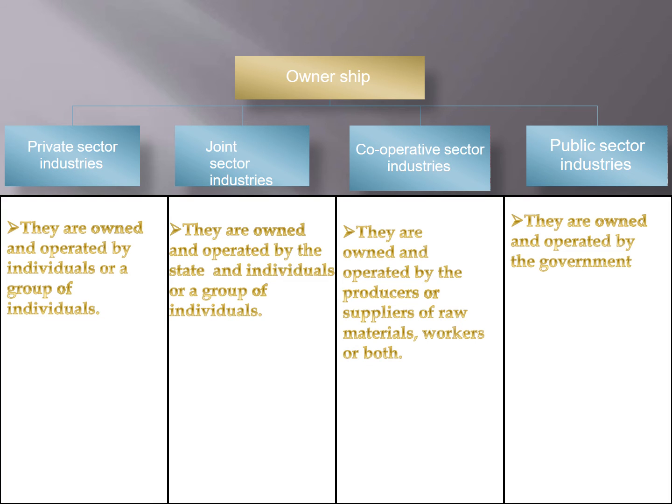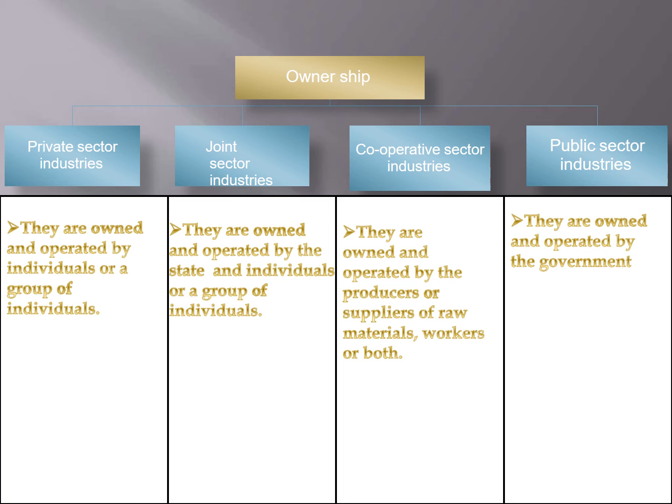The third is according to the ownership. So they are private sector, joint sector, cooperative sector, and public sector. Now what is private sector? They are owned and operated by individuals or a group of individuals. Joint sector, they are owned and operated by the state and the individuals or a group of individuals. Cooperative sector, they are owned and operated by producers or suppliers of raw materials, workers, or both. And public sector, they are owned and operated by the government.